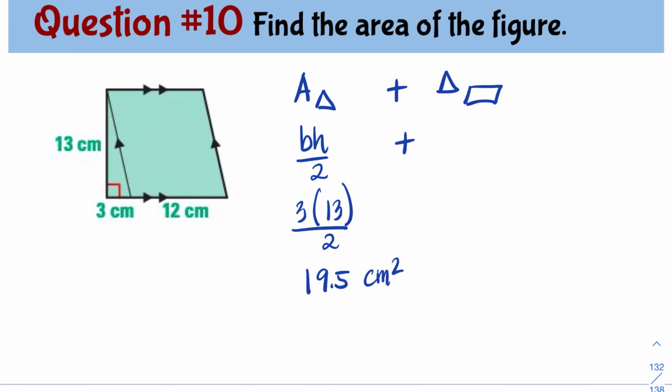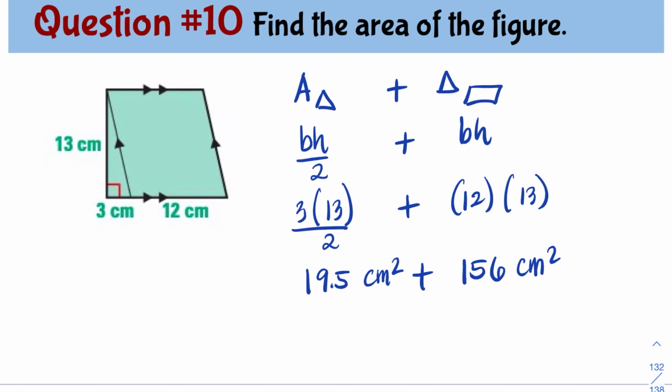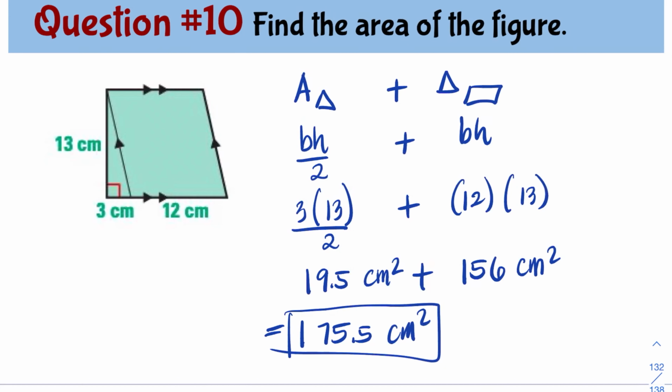Now we need to get the area of the parallelogram on the right, using the formula base times height. The base is 12 centimeters and the height is 13 centimeters. So the area for this is 156. So we have 156 square centimeters. And the total area of this complex figure is the sum of 19.5 and 156, which is 175.5 square centimeters. Here are the answers.